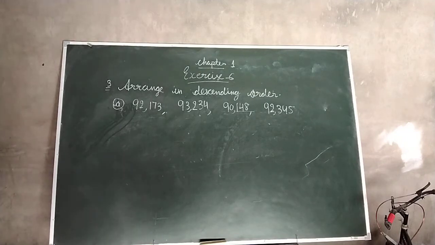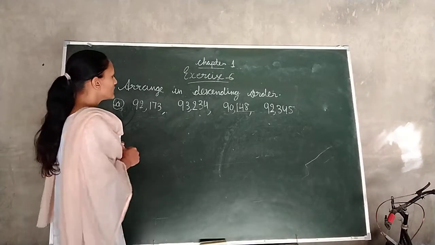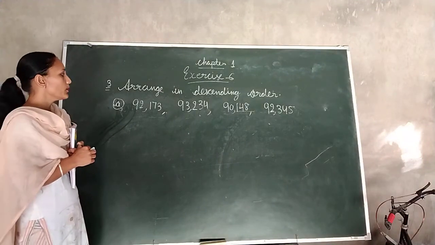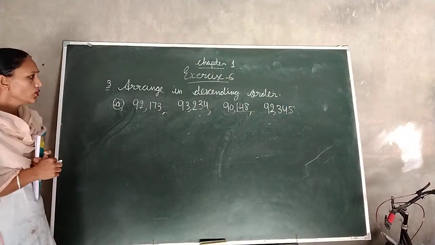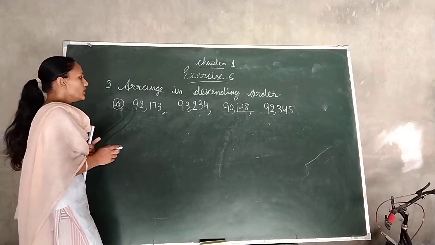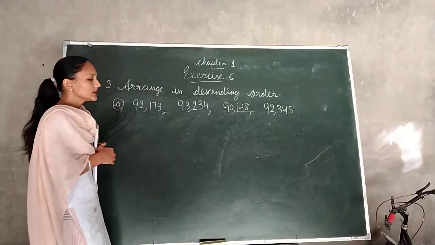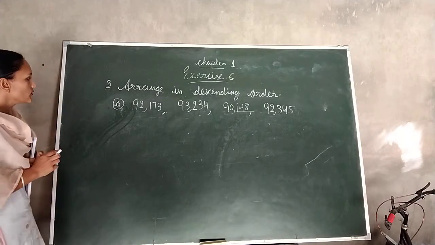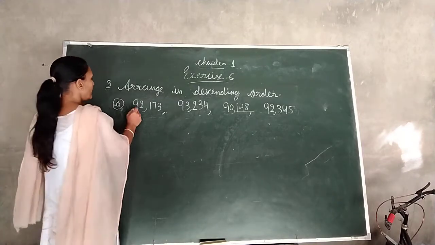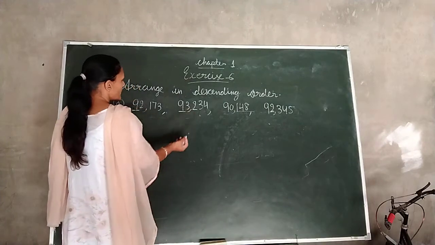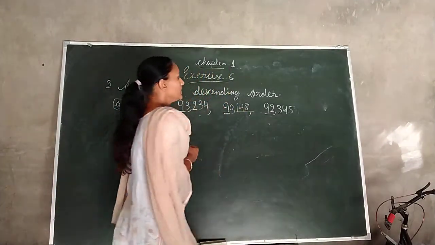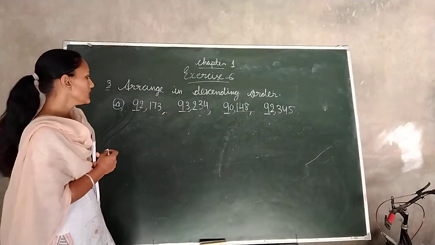To arrange the numbers in descending order, what we will do, first of all, we will find the greatest number. To find the greatest number, we will count the number of digits. All the numbers are of 5 digits. Next we will compare the digits in 10,000 place. 9, 9, 9, 9. All the digits in 10,000 place are same.